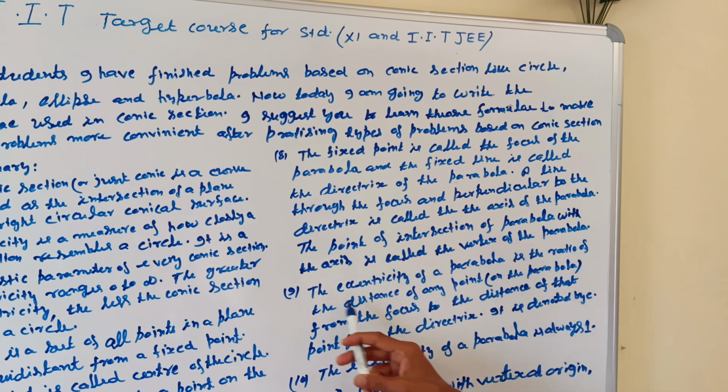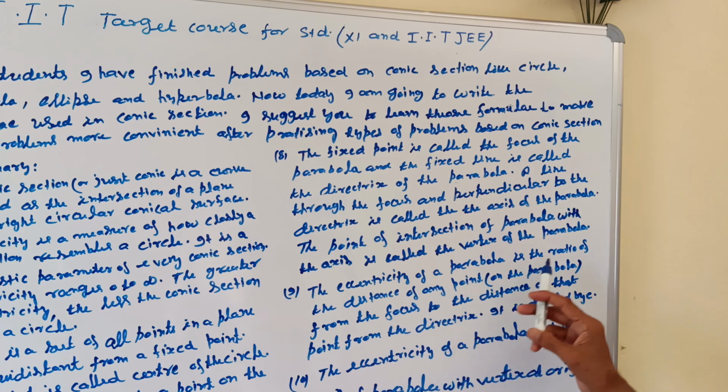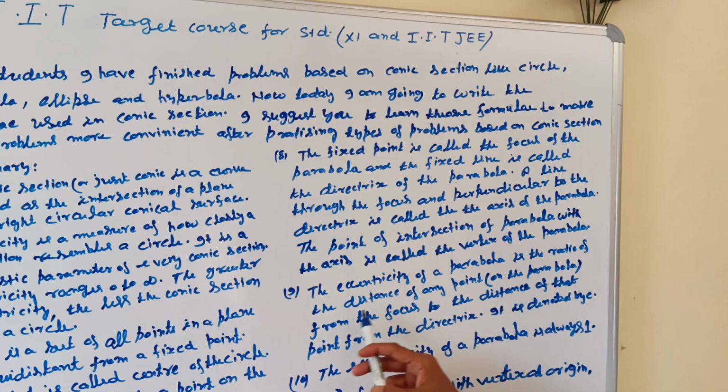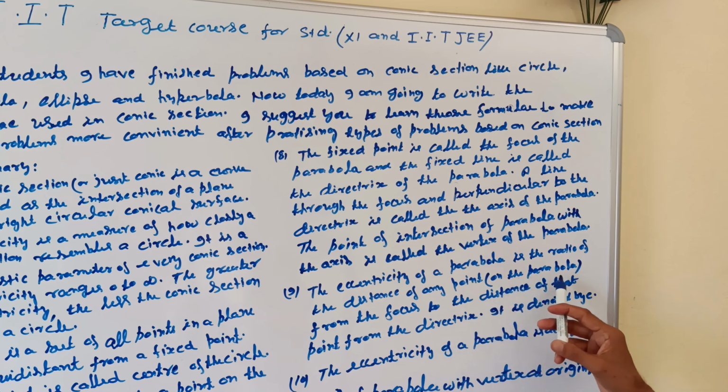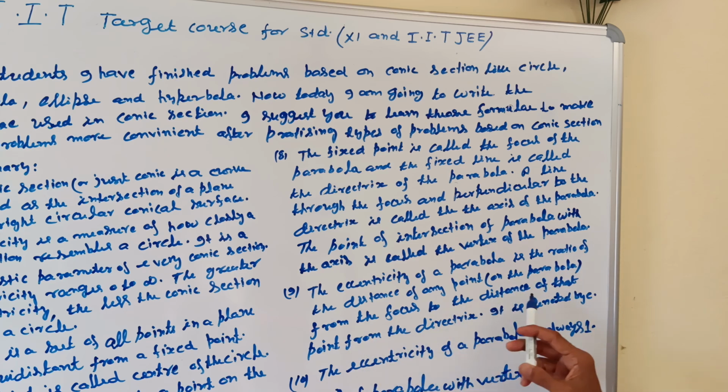Point 9. The eccentricity of a parabola is the ratio of the distance of any point on the parabola from the focus to the distance of that point from the directrix. It is denoted by e. Point 10. The eccentricity of a parabola is always 1.